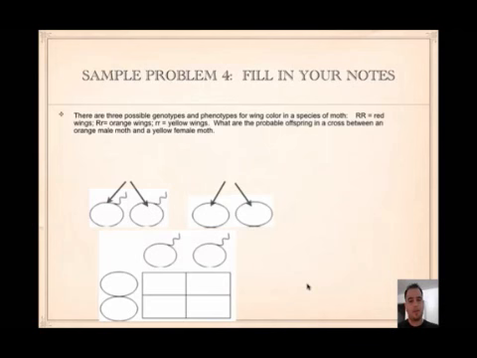And then sample 4, there are 3 possible genotypes and phenotypes for wing color in a species of moth. Big R is red wings, big R, little r is orange wings. Little r is yellow wings. What are the probable offspring in a cross between an orange male moth and a yellow female moth?